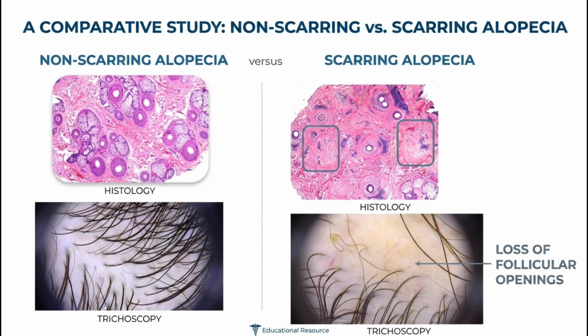I'm going to cover the most common non-scarring alopecias: diffuse non-scarring alopecia, telogen effluvium, androgenetic alopecia, alopecia areata incognito. I'm going to talk a little bit about patchy non-scarring alopecia, such as alopecia areata and trichotillomania.